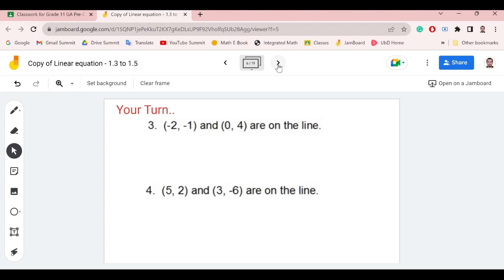No, you don't have to graph. Just write it in standard form. Use these 2 points to write in standard form. Do you know how to do it, or do you want me to show you the first? Okay.